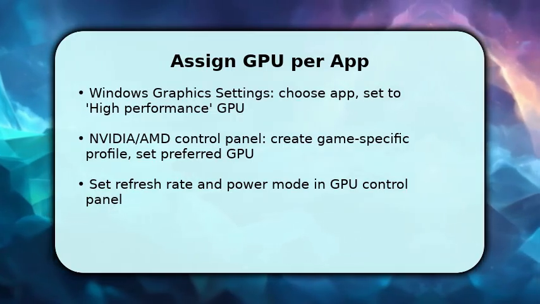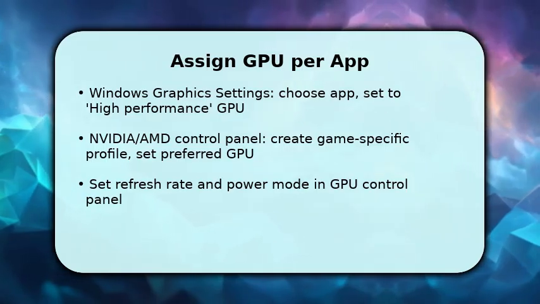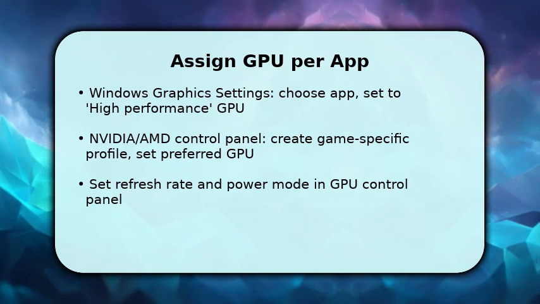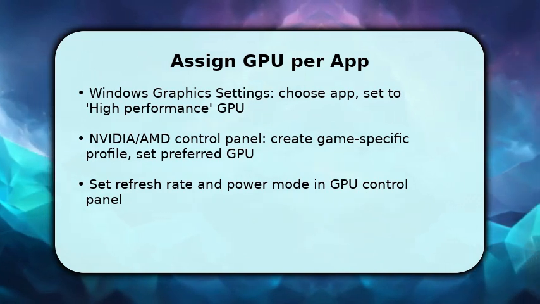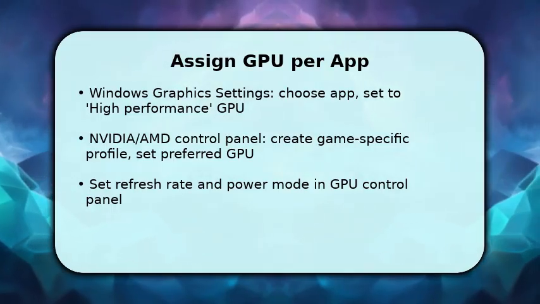Then open NVIDIA or AMD control panel, create a per-game profile, choose the dedicated GPU, and set power mode to prefer maximum performance. Also make sure refresh rate and display output match the GPU's outputs to avoid pass-through bottlenecks.